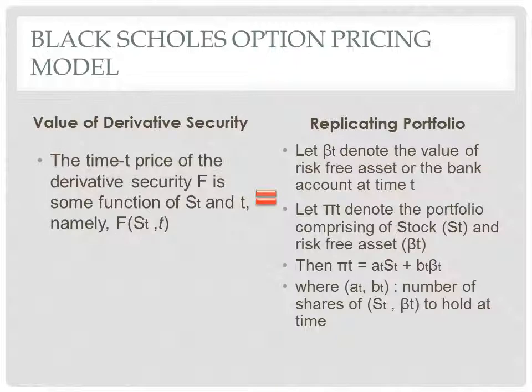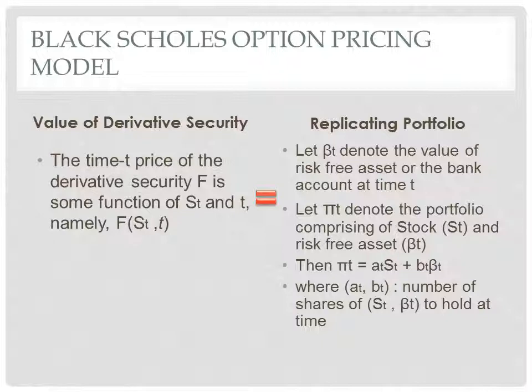When talking about the Black-Scholes option pricing model, first we need to have the value of the option function. The value of derivative: we assume the time t price of the derivative security f is some function of stock price S_t and the time t, namely f(S_t, t). And in order to calculate this, we need to replicate a portfolio with a risk-free asset and the stock.